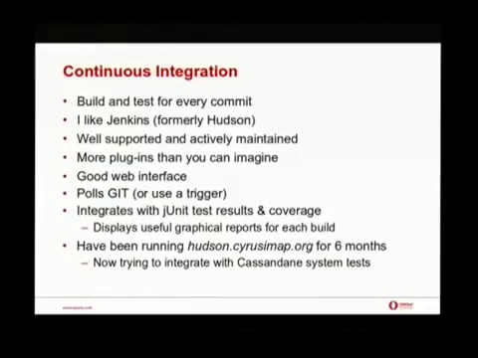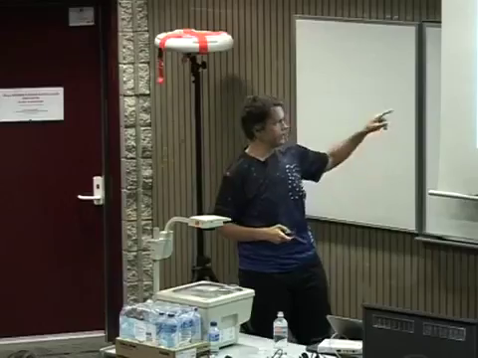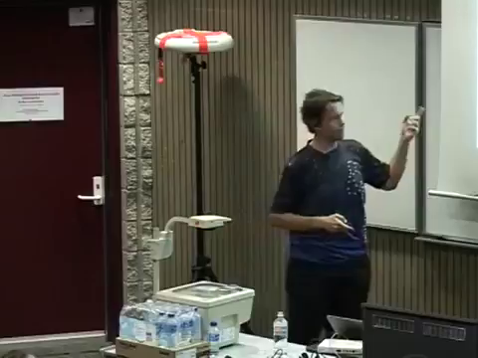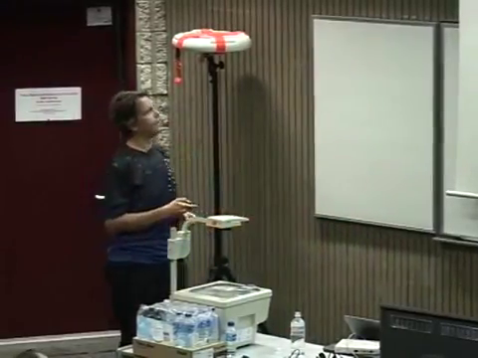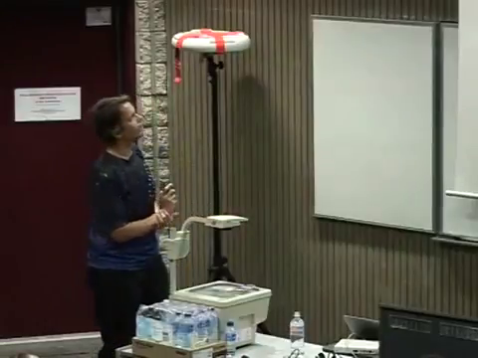Doesn't matter. So we've been running on hudson.cyrusimap.org for 6 months with kind of mixed results. There's been a few little problems actually getting that to work reliably, which is why I haven't actually been CCing the mails out to the public devel list. But what I've been doing in the last couple of weeks is just trying to make it run the Cassandane system tests. So we have well over 400 test cases in there now, only 100 of which fail.